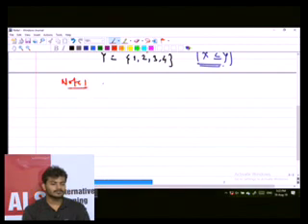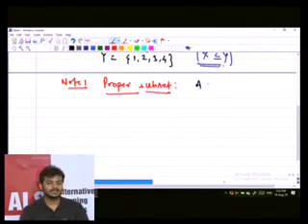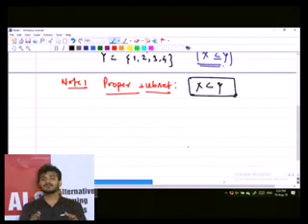Note, what is a proper subset? You can understand it this way. Suppose there are sets X and Y, and X is a proper subset of Y. This is how we write it. Proper subset means there is no possibility of being equal. It has to be a subset.